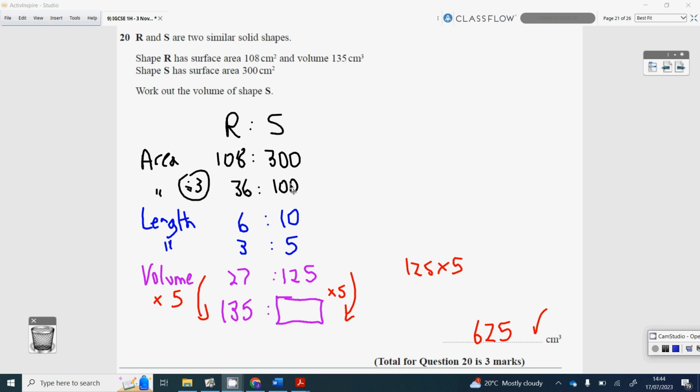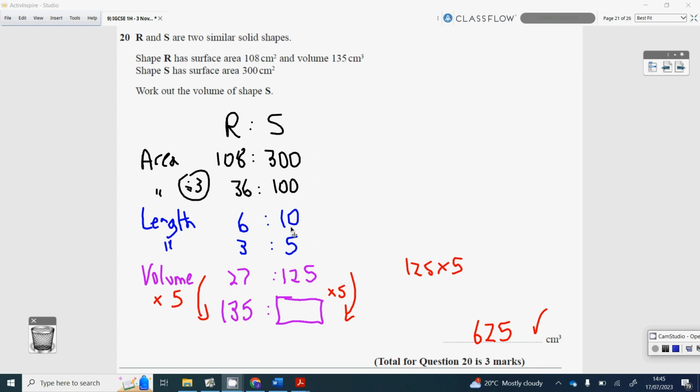Now, the key bit is how do you go from an area ratio to a length ratio? Now, area is 2-dimensional, length is 1-dimensional. So to go from area to length, you've got to square root. Okay, area to length, you square root. Square root of 36 is 6. Square root of 100 is 10. So that blue one there is my length ratio.